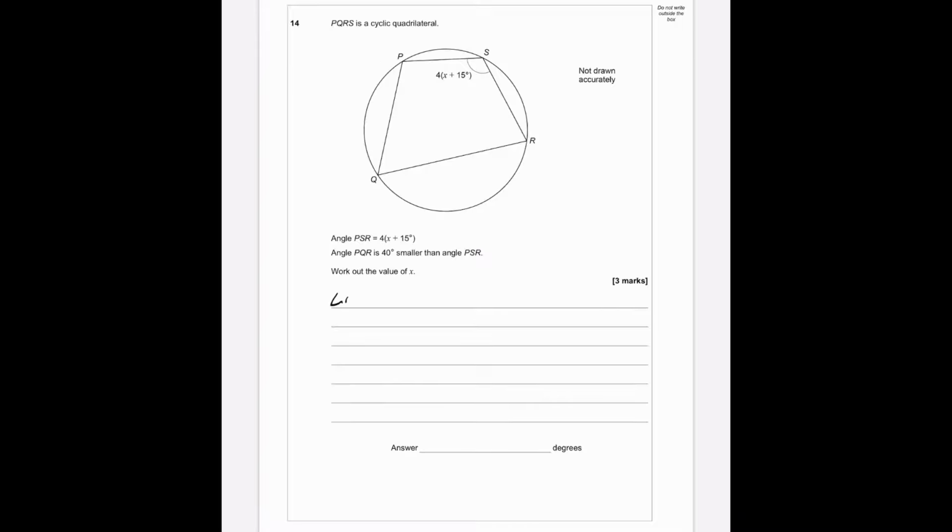Okay, question 14. We know that angle PSR, the one that it gives us, is 4 lots of x plus 15. So first thing I'm going to do is expand that out, 4x plus 60. We know that PQR is 40 degrees smaller than that, so subtracting 40 from 4x plus 60 is 4x plus 20, and we know those are opposite angles on a cyclic quadrilateral, and therefore they must sum to 180 degrees, allows me to construct an equation.